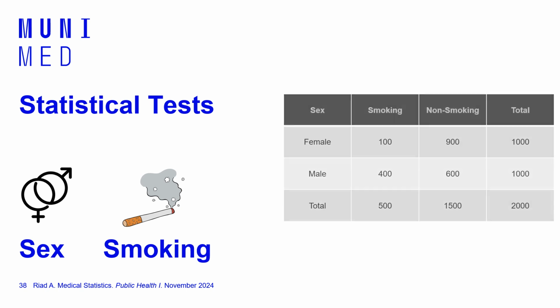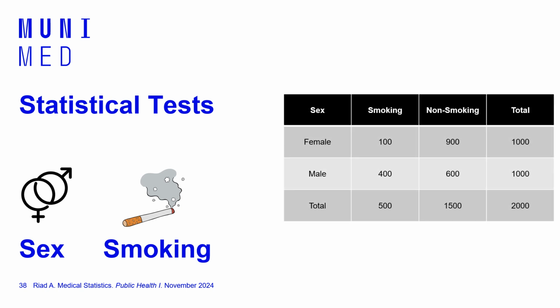The first example is when you try to see if there is association between sex, I mean being male or female, and the status of smoker or non-smoker. So this table describes these numbers. You have 1,000 females and 1,000 males. Among the 1,000 females, 100 were smokers, and among the 1,000 males, there were 400 smokers.